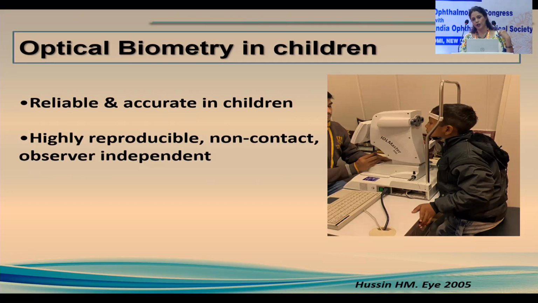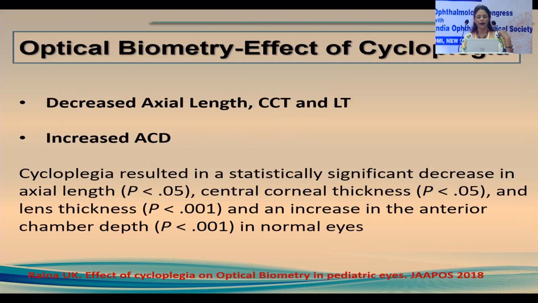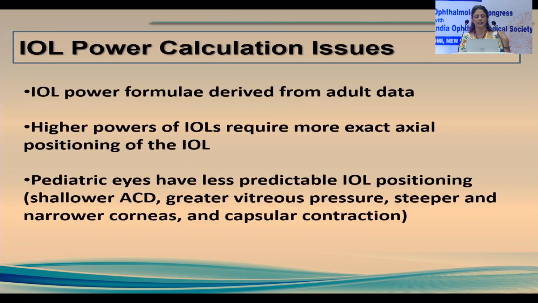Optical biometry, wherever you can do that. Obviously, this is more accurate. And the effect of cyclopegia also has to be considered. Don't dilate before doing your optical biometry, which again, Justine would cover. So I'm not going into details of this because it causes changes in the measurements.